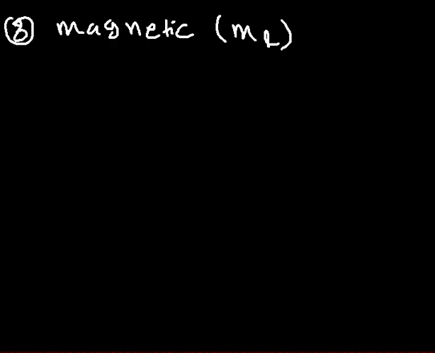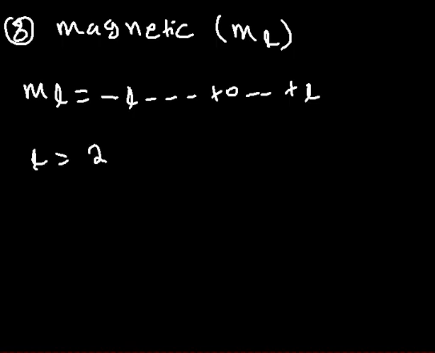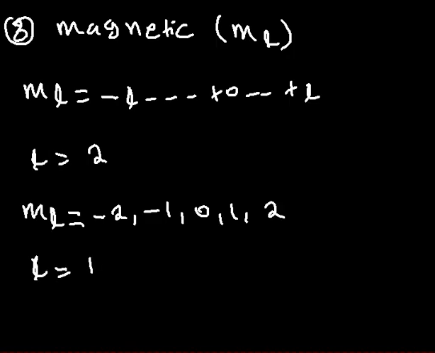Basically, it carries values that range from negative L to positive L. So let's say we have the azimuthal quantum number L given as 2. It means the values of the magnetic quantum number are negative 2, negative 1, 0, 1, 2. And if L is given as 1, the values of ML will be negative 1, 0, positive 1.